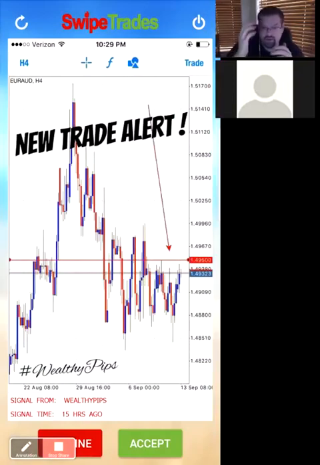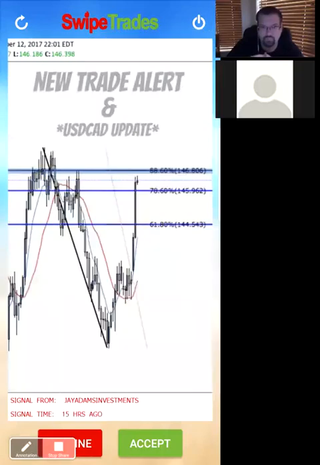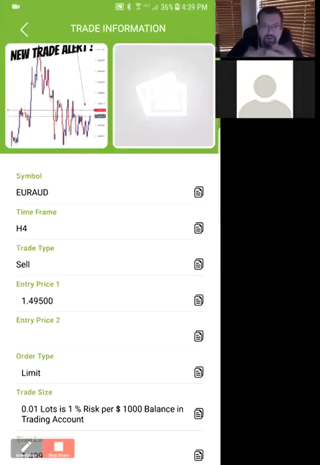This trade alert obviously came in 15 hours ago. It was the last trade alert that we got. We're just going to put this in like it just came in. So go ahead and swipe right. Okay, here is the trade alert. It is the euro odd.